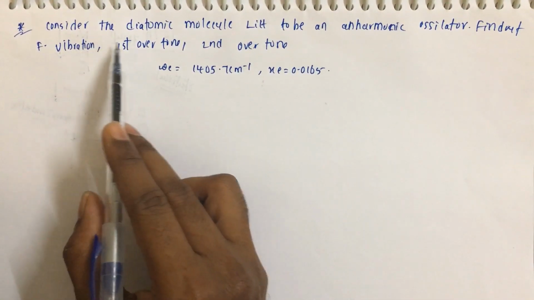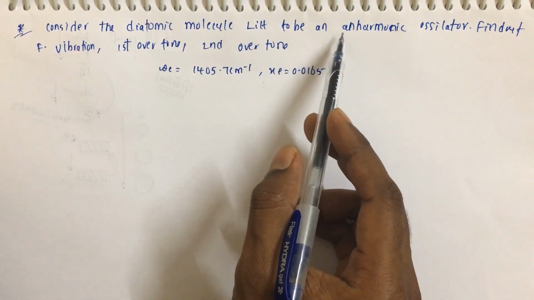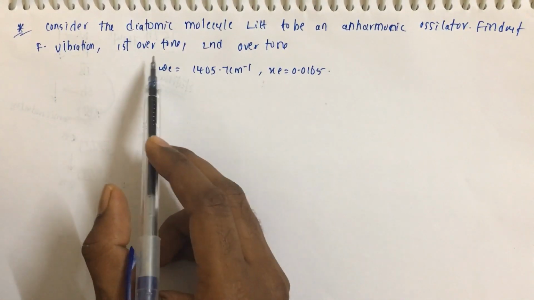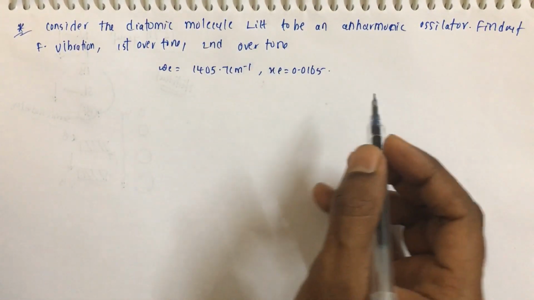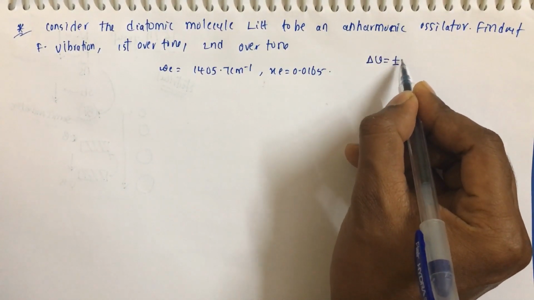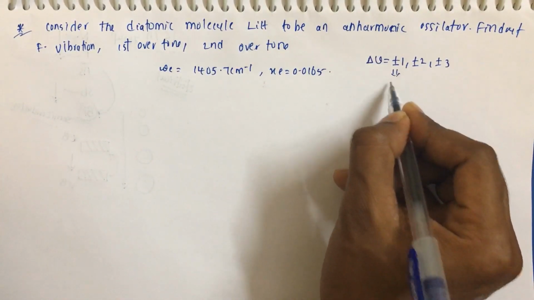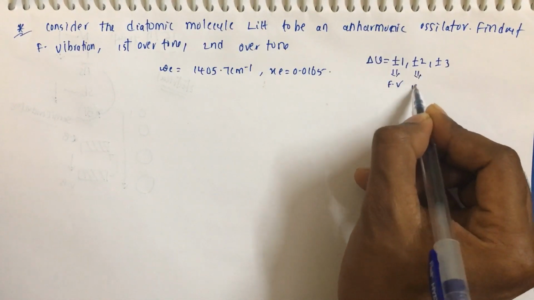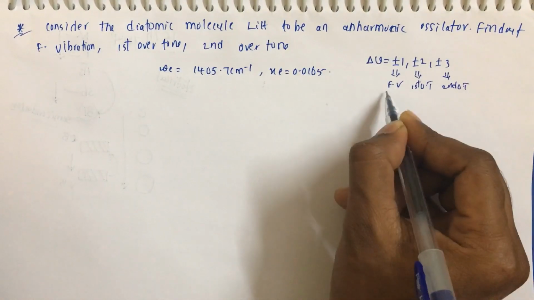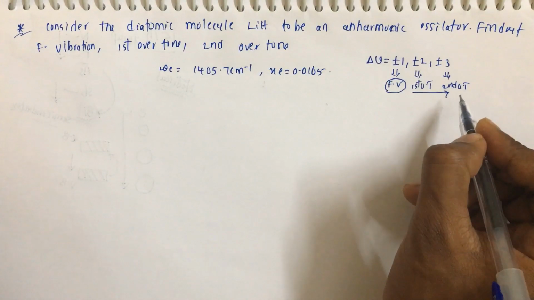And the question is, consider the diatomic molecule lithium hydride to be an anharmonic oscillator. Find out the fundamental vibration band, first overtone, and second overtone. So here we have selection rules: delta nu equals plus or minus 1, plus or minus 2, and plus or minus 3. This is for the fundamental vibration, this is for first overtone, and this is for second overtone. Always remember the fundamental vibration will be the highest intensity one. As we go this side, the intensity decreases.